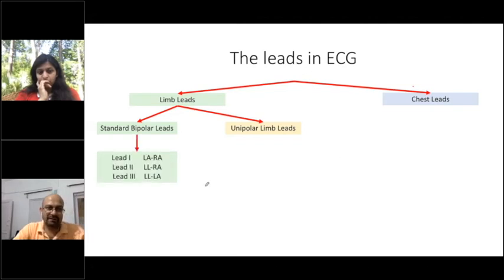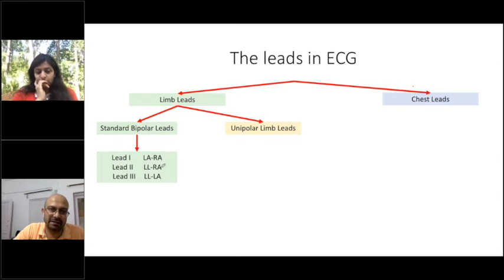I'm sure this is something that you would all be aware of already: lead 1, lead 2, and lead 3. Lead 1 is connected to the left arm and right arm. Lead 2 is connected to the left leg and the right arm. And lead 3 is connected from the left leg to the left arm. This is followed by the unipolar limb leads.